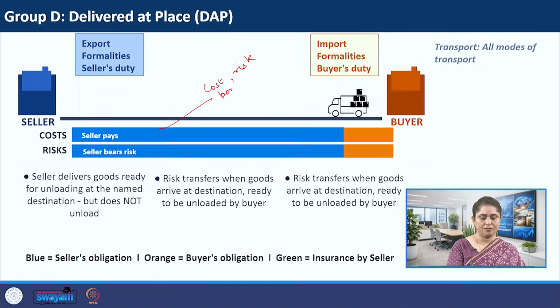Now if we look at the diagram, everything, the cost, the risk, everything is borne by the seller, and the goods are provided at the named destination, but they are not unloaded here. Risk transfers when the goods arrive at the destination ready to be unloaded by the buyer. After this point, that is when the unloading will start, the buyer is going to be responsible for the goods, and hence the risk will transfer to the buyer.